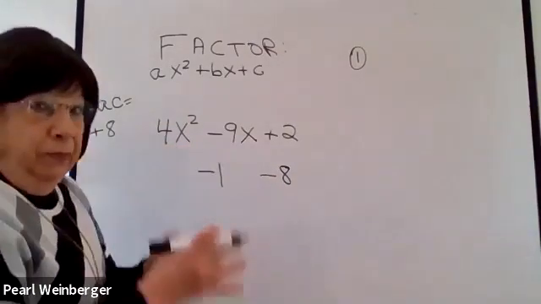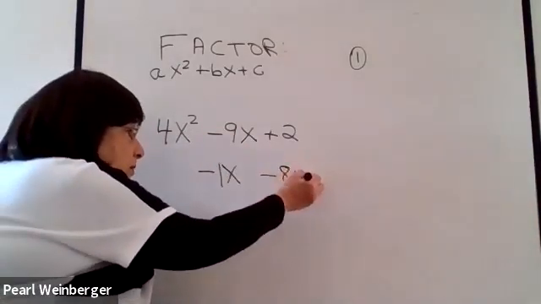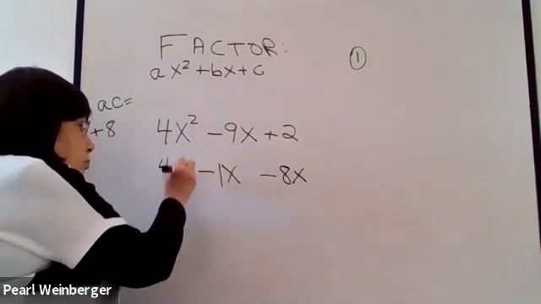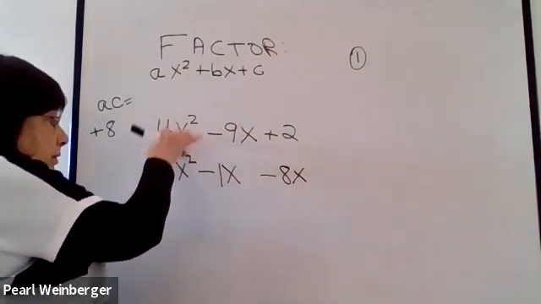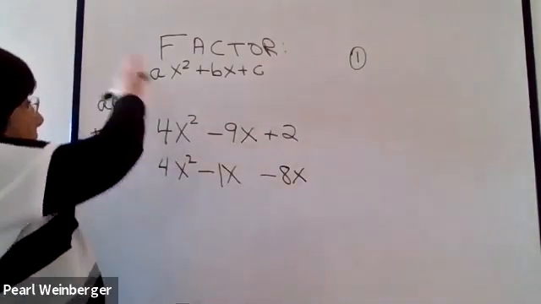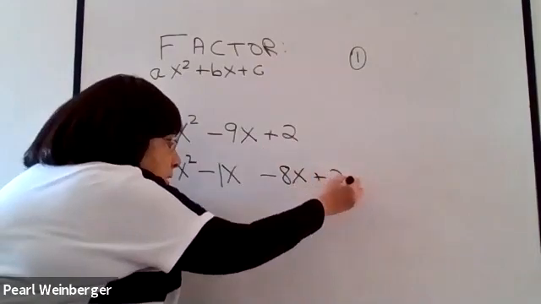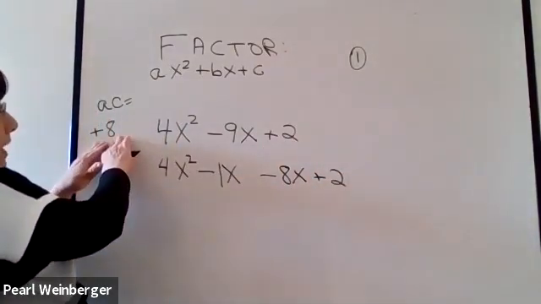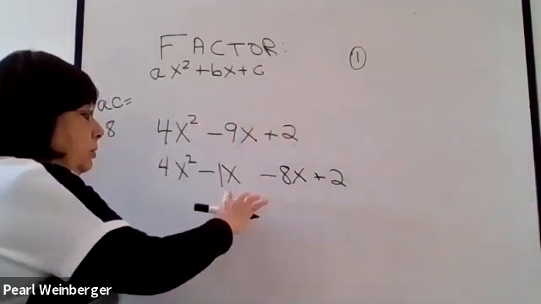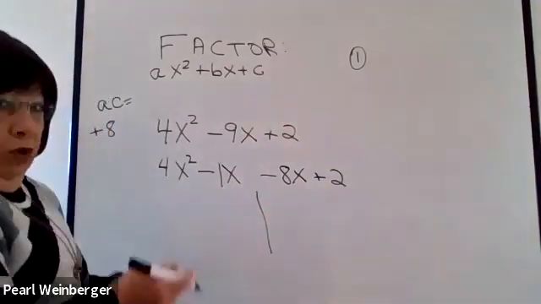Now I just have to put in the rest. Next to each of these, I have to put an x, and then I just bring down the two other numbers. The 4x squared comes to the front. Remember, I don't use this AC anymore. Now I bring down the 2. The only point of the AC is to figure out how to break up that middle term correctly. And now we do what we've been doing all along.